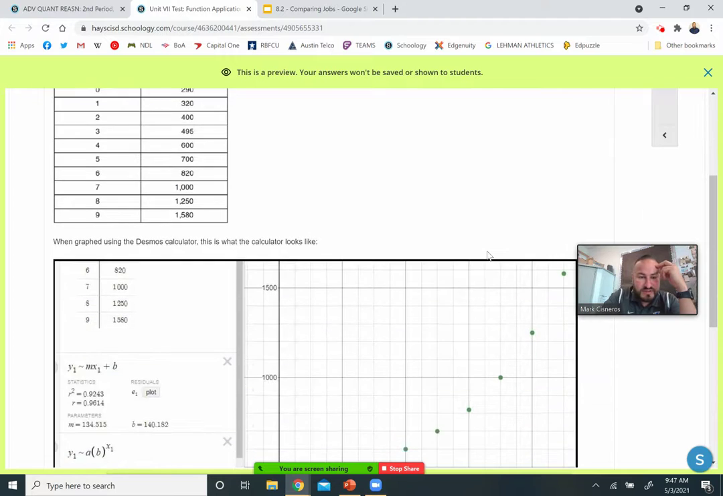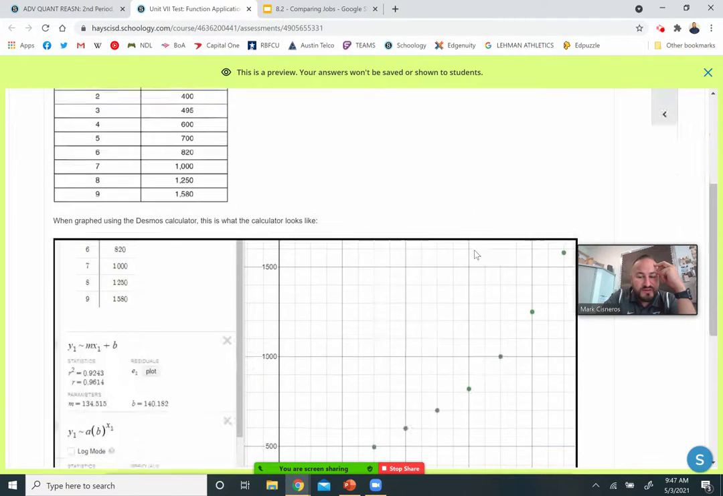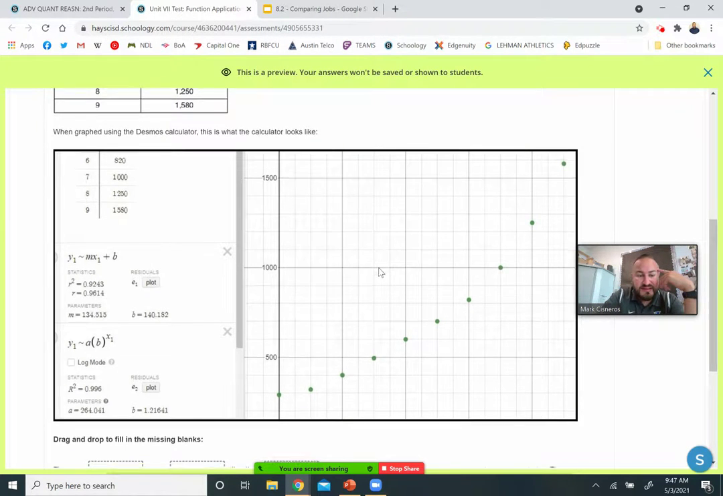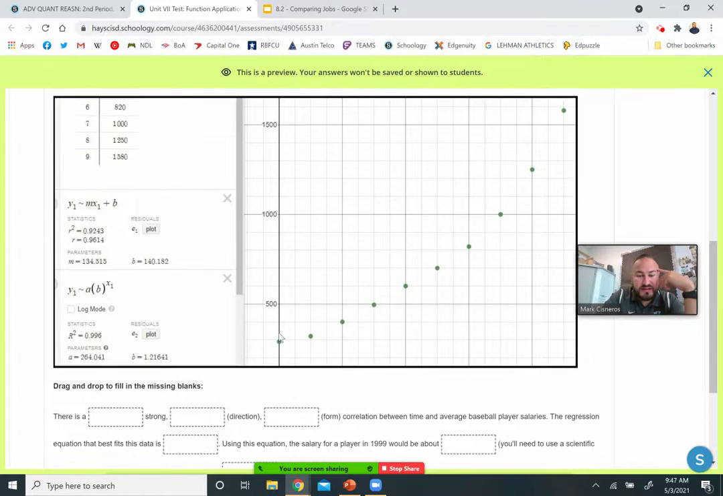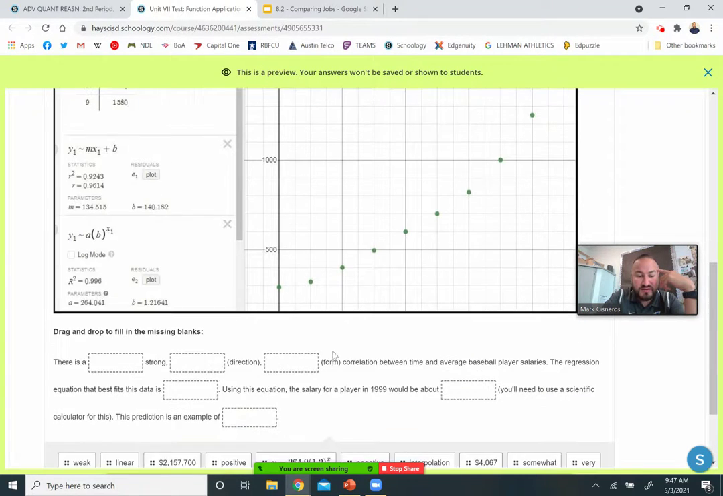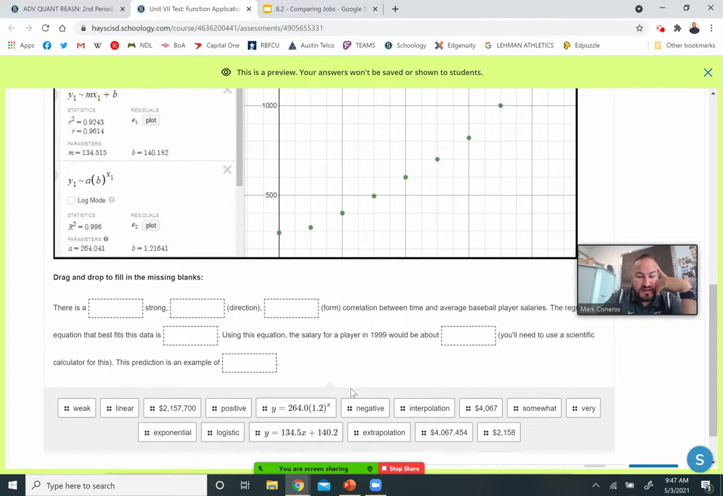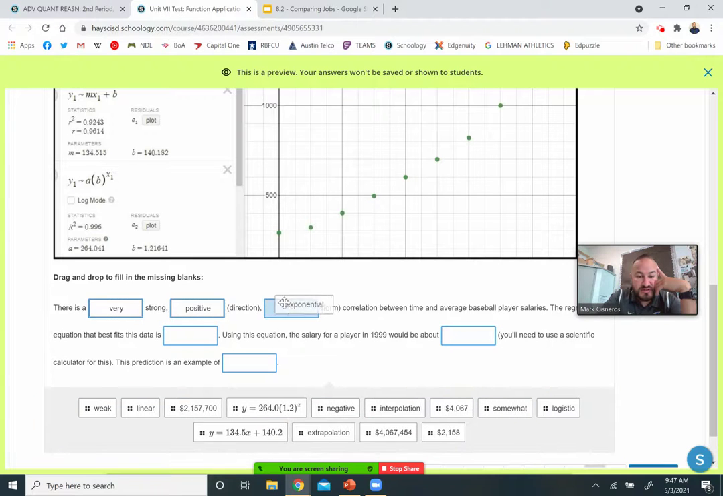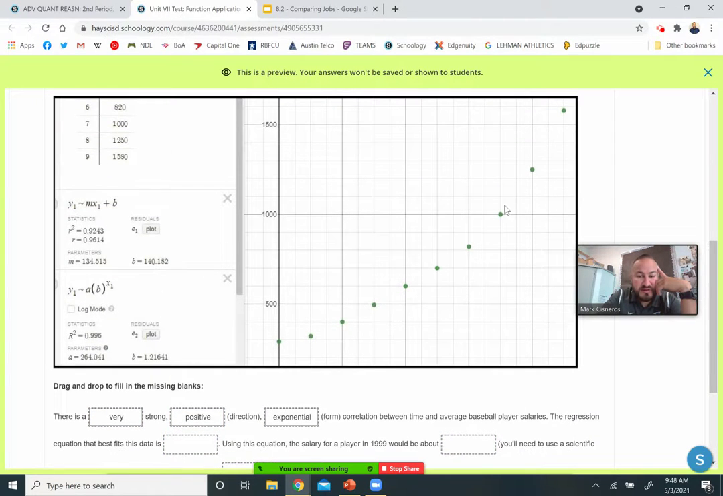Second to last question. I gave you the stuff from Desmos to save you some time, so you only had to do one of these, which was the last question. Let's take a look at it. This is really strong; you can see it's all on a long line, so you're matching up the information here. There is a very strong positive exponential correlation. Exponential means it's curving upwards.